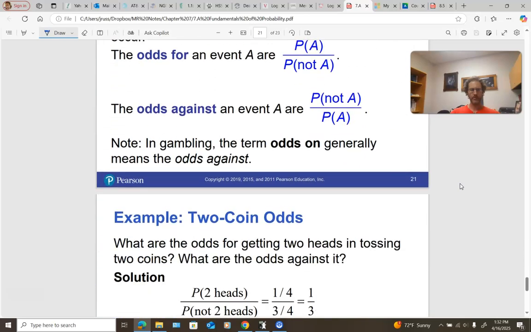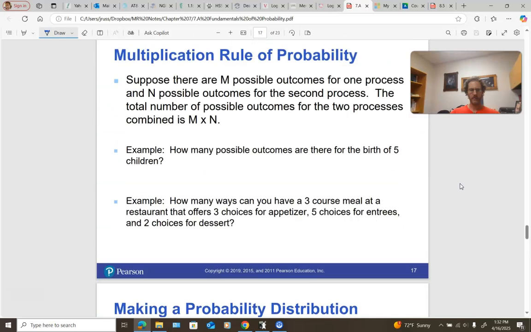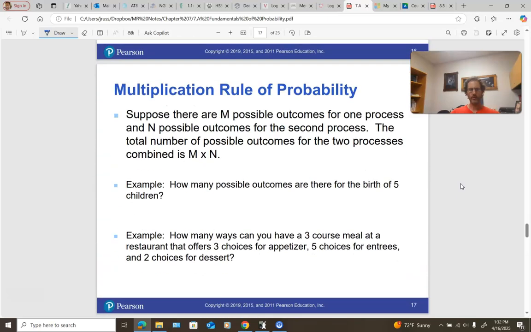Thinking what we'll do is we'll just go over this multiplication rule, and then we'll call it quits for this video, and then we'll have another short video to finish up this section. All right, so the multiplication rule of probability.